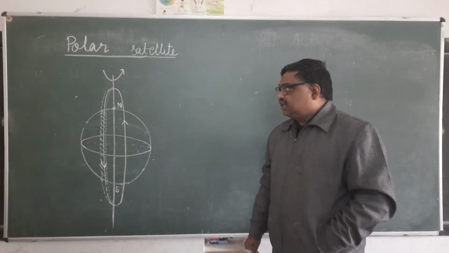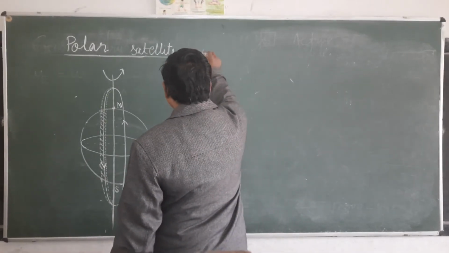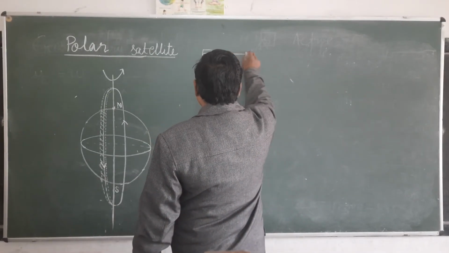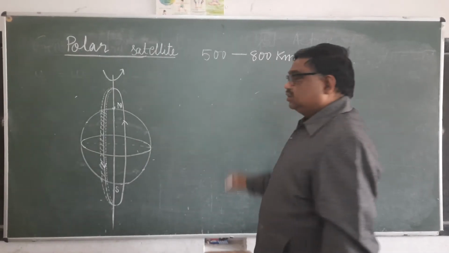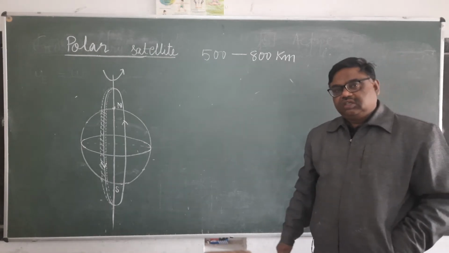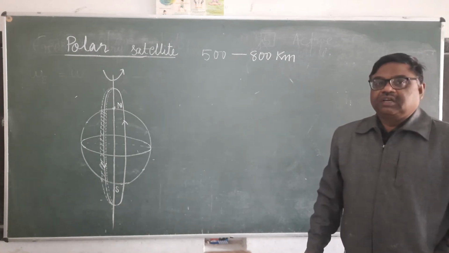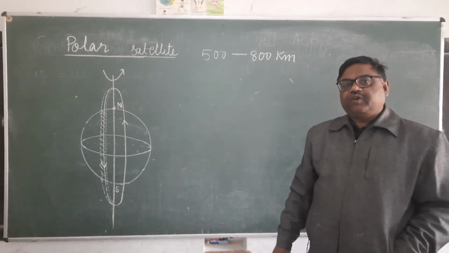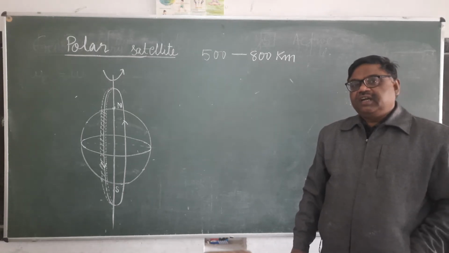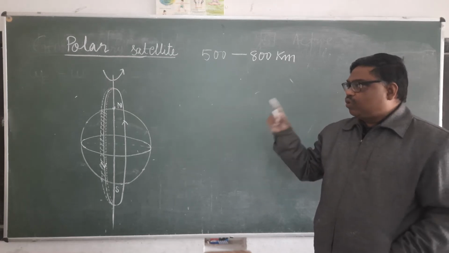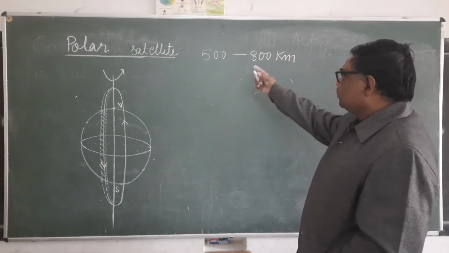So polar satellites are low altitude satellites. What is the height of the satellite? It is 500 to 800 kilometer from the earth's surface. As you have seen in the geostationary satellite, this height is nearly 36,000 kilometer. But in polar satellite, it is only 500 to 900 kilometer above the earth's surface, and they pass through a polar orbit.